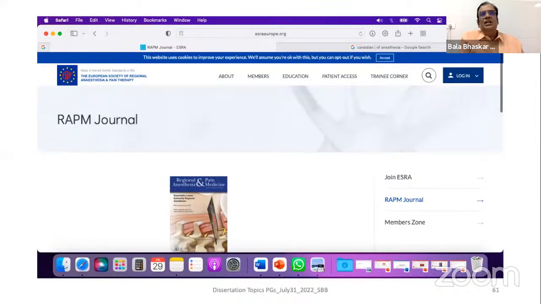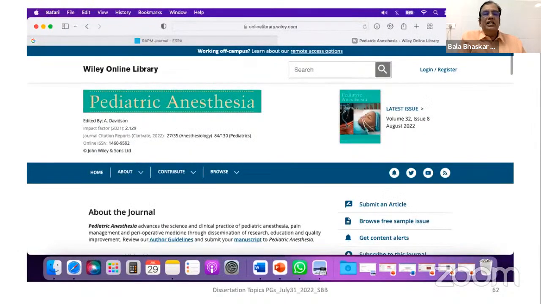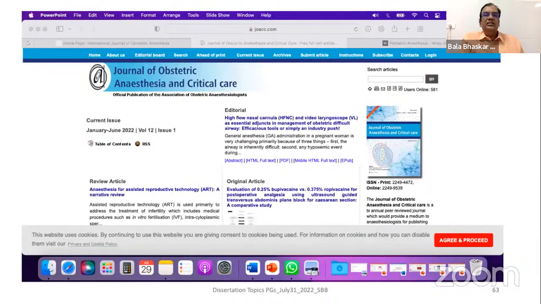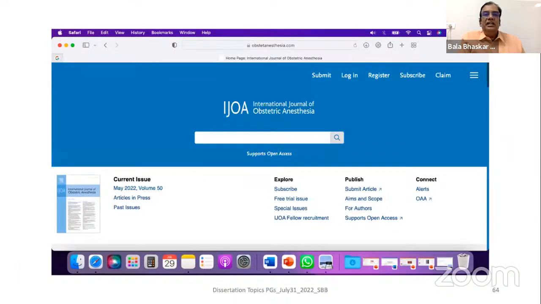And you can have those related to cardiac anesthesia, neuro anesthesia. So many journals are available. And Pediatric Anesthesia, for example, which is specific to pediatric anesthesia patients. Then you have the Journal of Obstetric Anaesthesia and Critical Care, an Indian publication. It's also a very good journal. Then you have the International Journal of Obstetric Anesthesia.